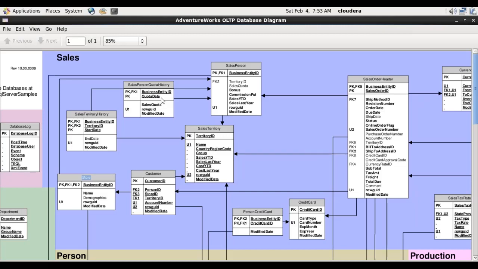There's a question: where can one find the AdventureWorks OLTP model? This is what I'm using. I am using the AdventureWorks OLTP model. That is what I am using right now. I'm not using the OLAP or the DW model. I'm using the OLTP model. Does that answer your question?